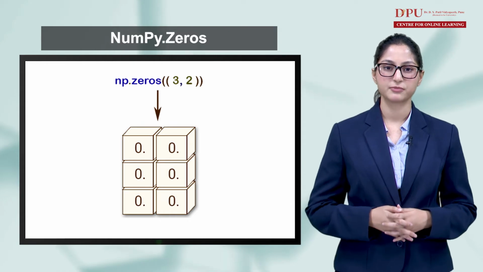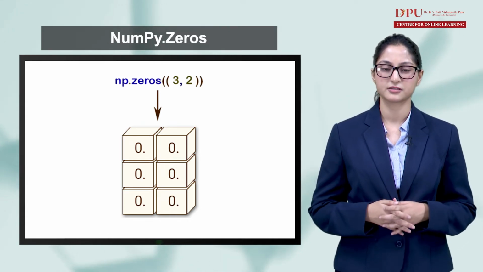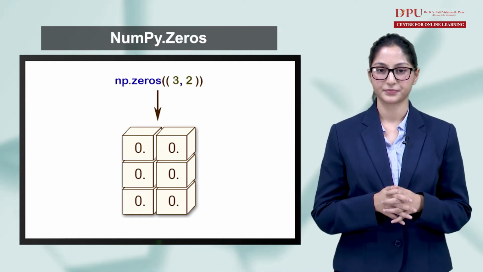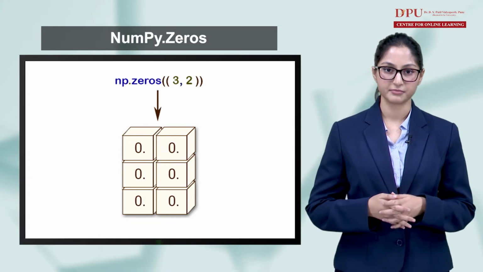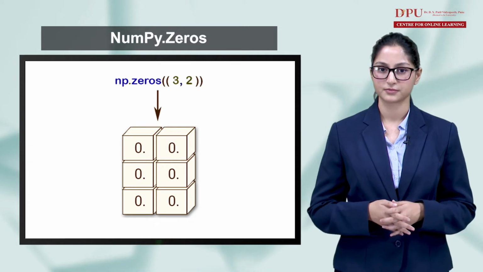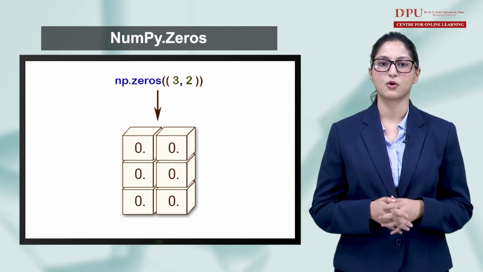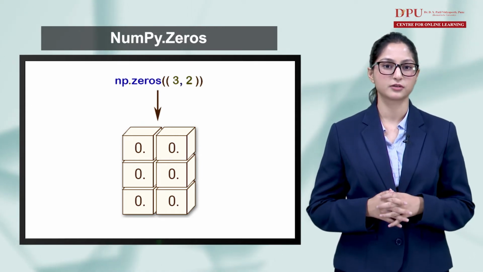numpy.zeros(shape, dtype=float, order='C') as parameters to the zeros function. It accepts the following parameters. Shape, the desired shape of the specified array. Dtype, the data type of the array items. The default is float. Order, the default order is the C style row major order. It can be set to F for Fortran style column major order.